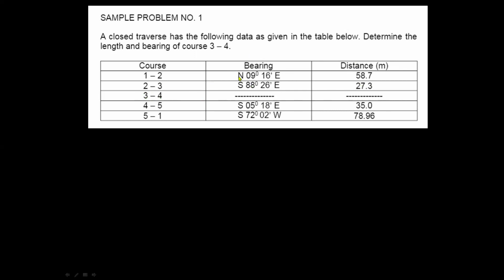Ang line 1-2 ay may bearing na north 9 degrees 16 minutes east at may distance na 58.7 meters. Same thing with the line 2-3, may bearing na south 80 degrees 26 minutes east and a distance of 27.3 meters. Course 4-5, south 5 degrees 18 minutes east and a length of 35 meters. Course 5-1, we have a bearing of south 72 degrees 2 minutes west with a distance of 78.96 meters.